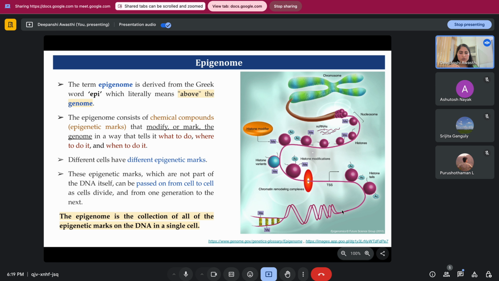So in this case also, if you see, when it is compactly packed here, then it is referred to as heterochromatin, and when it is freely available for transcription and replication, then it is known as euchromatin structure, which is also said to be the actively expressing area.